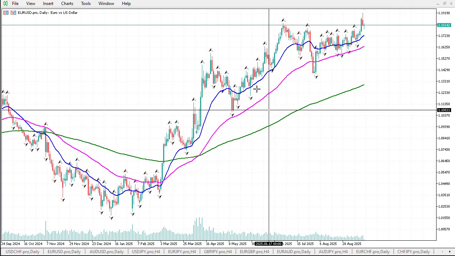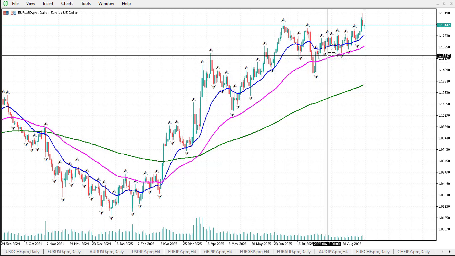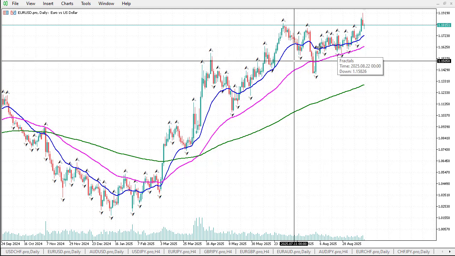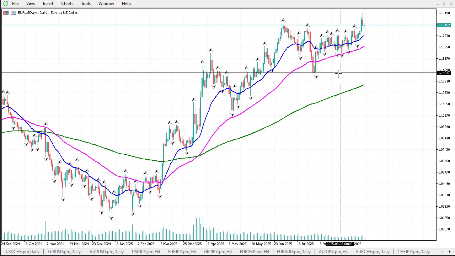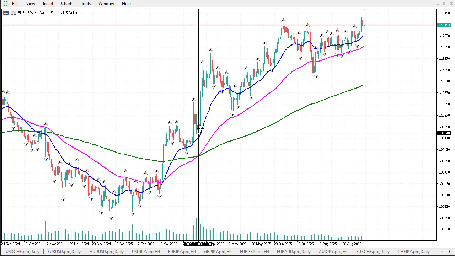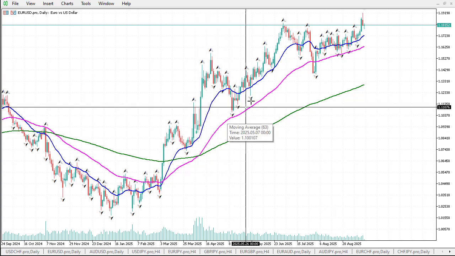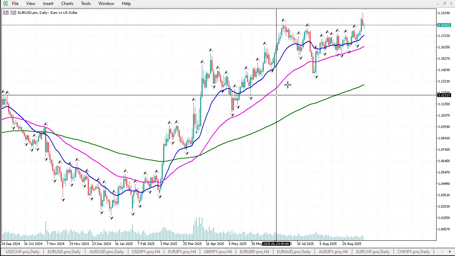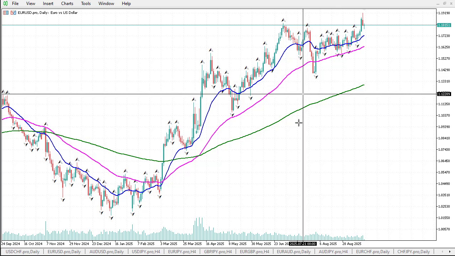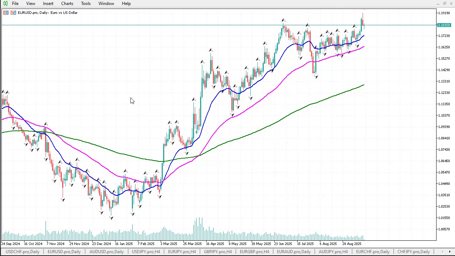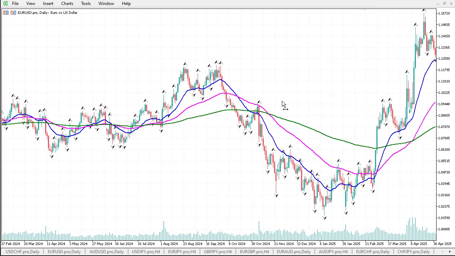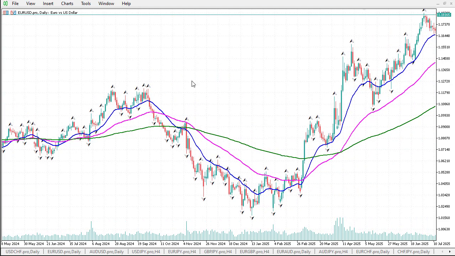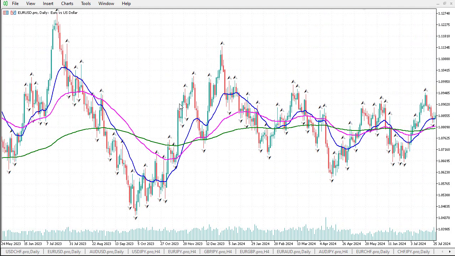So what I do is I buy pullbacks, nothing else. Do not try to short while we have this situation. The fastest moving average is above the slowest one, and they are all sloping upwards. Do not try to sell unless you have another kind of strategy. If I go back, I want to show you this. Let's find a situation.